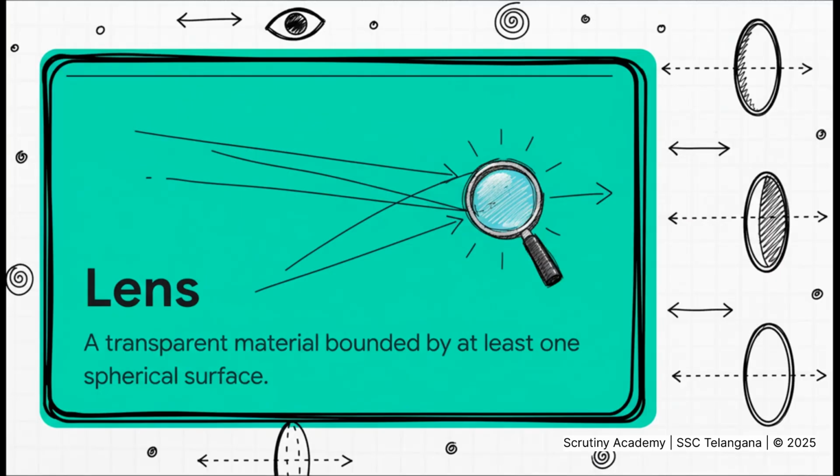So what really is a lens? It's just a piece of transparent material, like glass, with at least one curved side, but usually two. So light comes in, bends at that first surface, travels through the glass, and then bends again as it comes out the other side. It gets a double whammy of refraction.